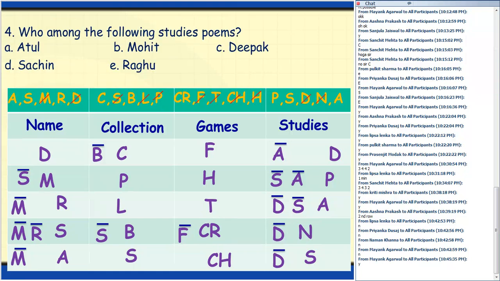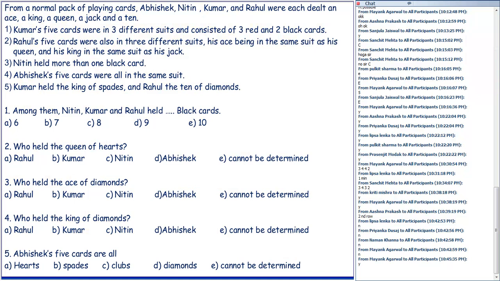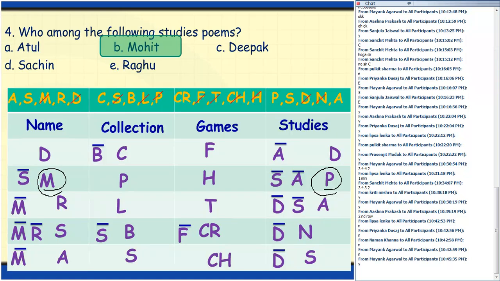And the fourth one, who among the following studies poems? So poems is studied by whom? That is Mohit. That you can see here. Poems are studied by Mohit. And there is no fifth question, only these four. Okay. So is this set clear? Can we move to the next set?